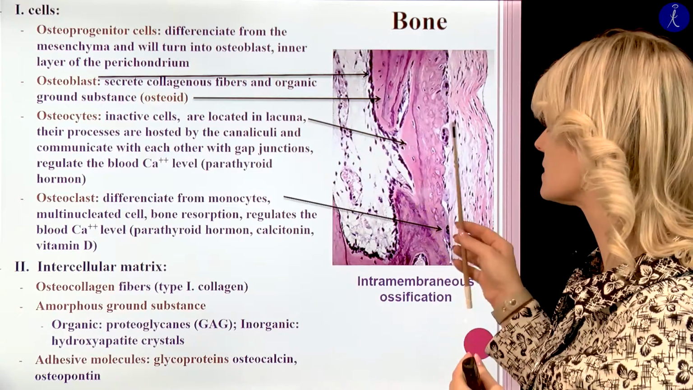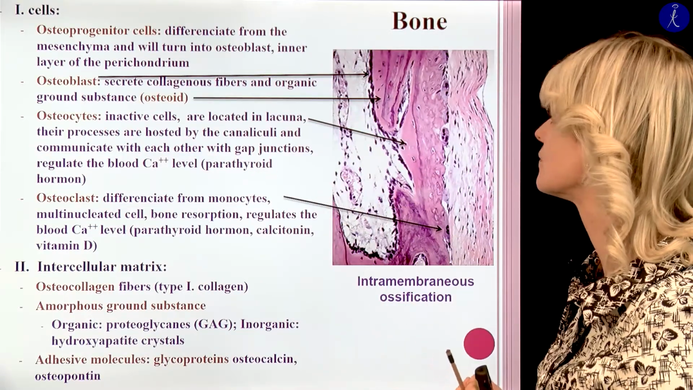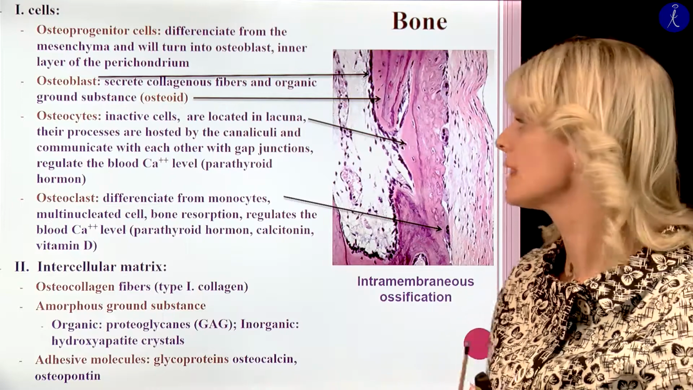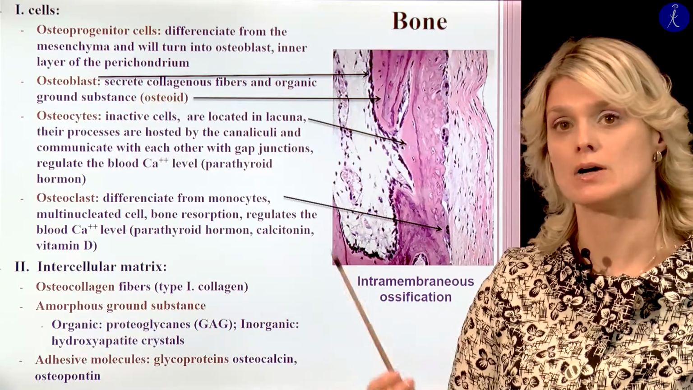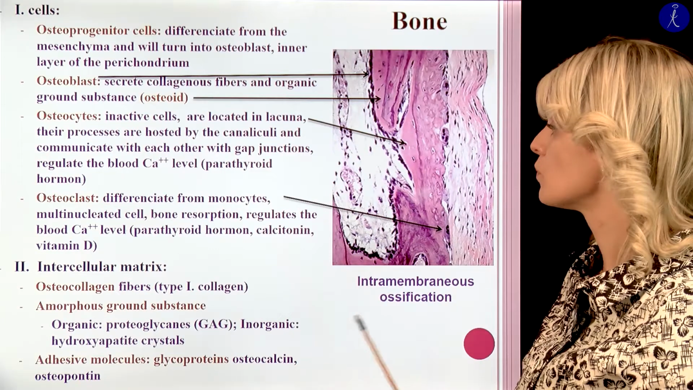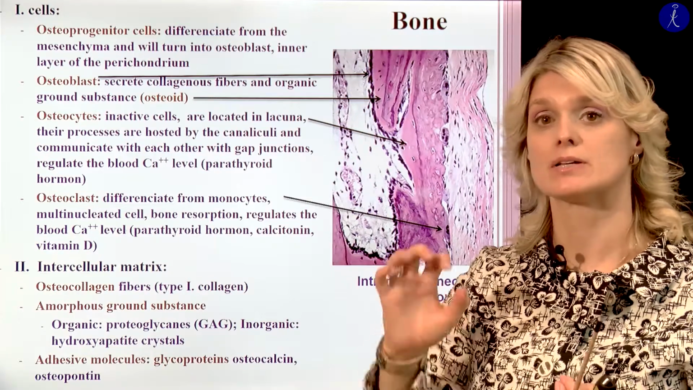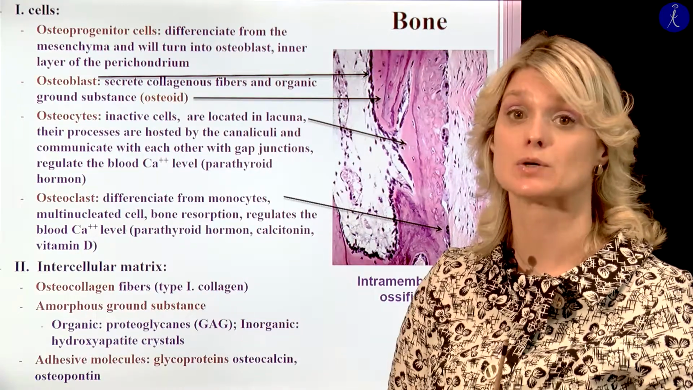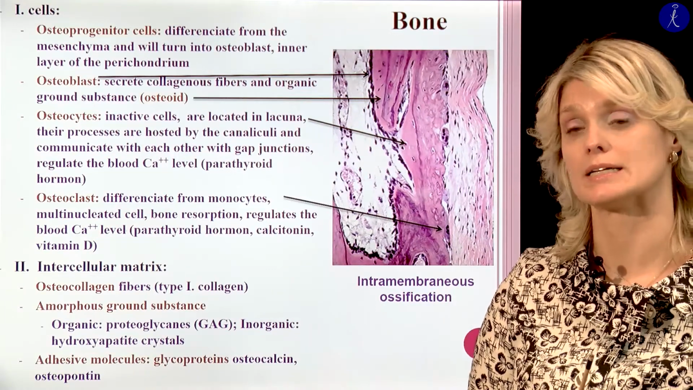And here you can see these inactive cells, which are really important in the regulation of the blood calcium level. And the osteoclasts are also really important cells of the bone, because they will destroy this osteoid, and they originate from monocytes. They are also really important in the regulation of the blood calcium level, because they destroy bony tissue, and that's why the calcium will be free and will increase the blood calcium level. There are a lot of hormones which also regulate this calcium level. You will learn it in physiology.